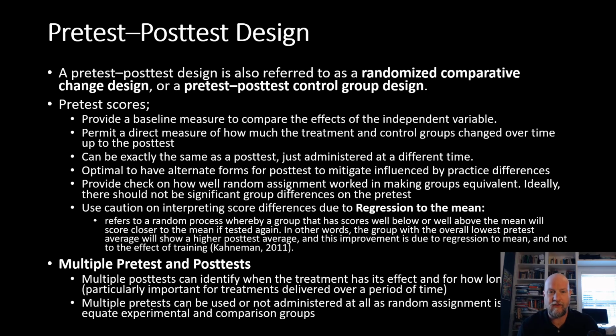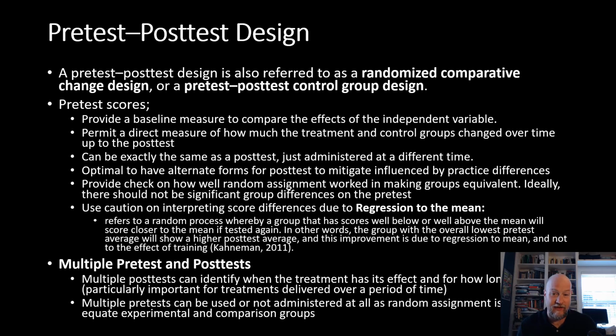There's a phenomenon called regression to the mean that we have to be aware of, which is that it's just a random process by which a group that scores well below or well above the mean on a certain test will score closer to the mean on subsequent testing. Outliers are rare, and so people tend to get back to being closer to the mean on the second test. So a group with an overall lower pretest score on some factor will likely show a higher post-test average just based on regression to the mean.